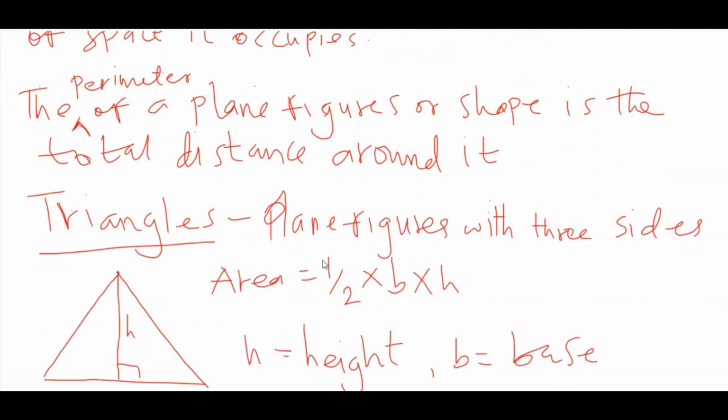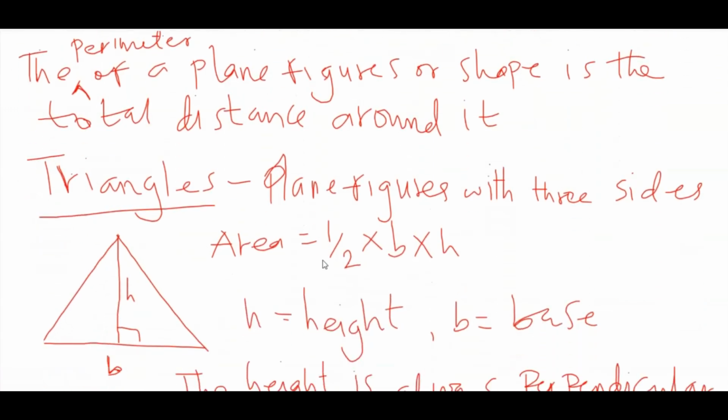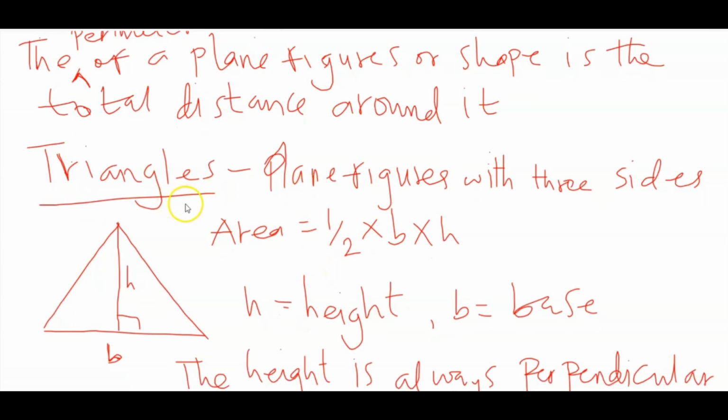So the plane figure that I want us to consider in the first case is a triangle. A triangle is a plane figure with 3 sides. So let's look at the typical diagram for a triangle. Remember, this triangle is not drawn to scale. We have the base, which is B, and our height H.